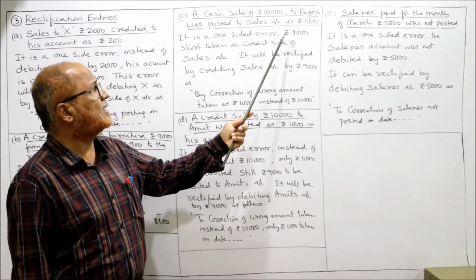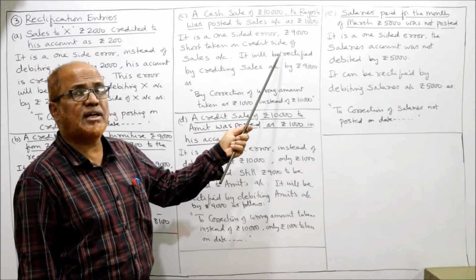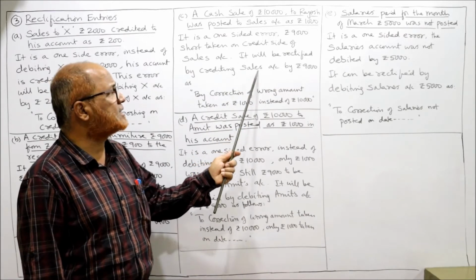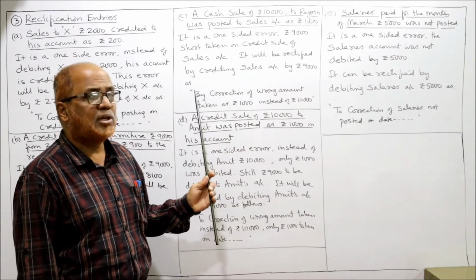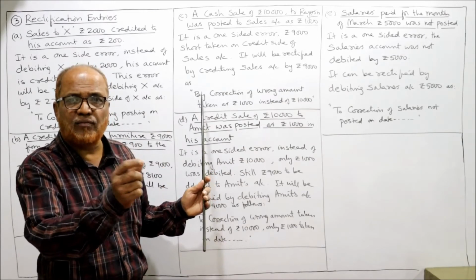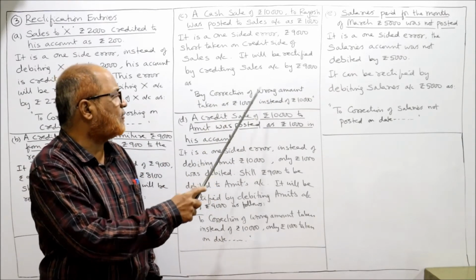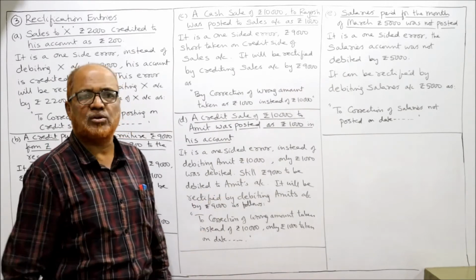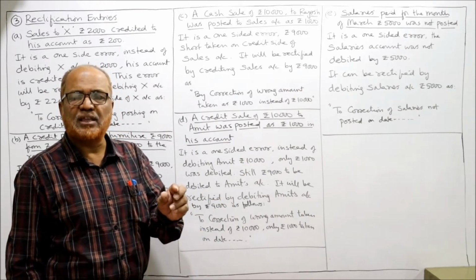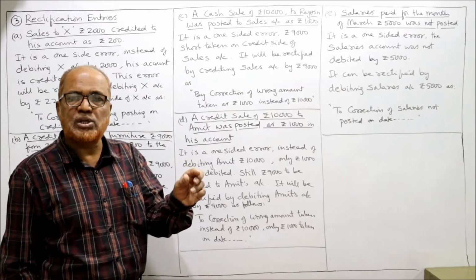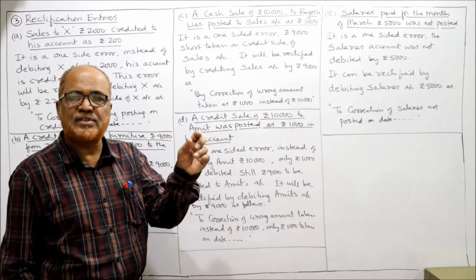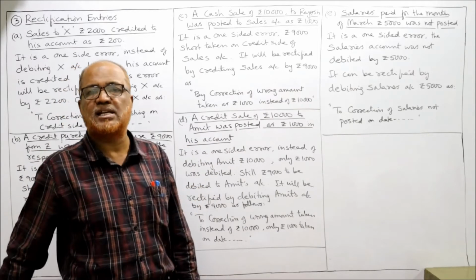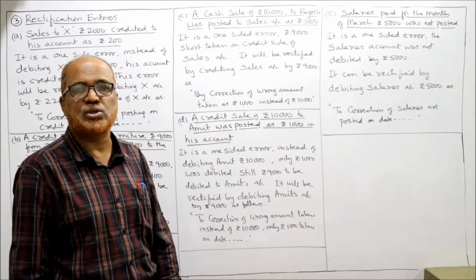So it's a one-sided error. 9,000 rupees short taken on credit side of sales account. It will be rectified by crediting sales account by rupees 9,000. So credit side of sales account we should write: by correction of wrong amount taken as rupees 1,000 instead of 10,000. Instead of 10,000 we have taken only 1,000 on the credit side of sales account on so and so date. So now we have to credit the sales account by 9,000.